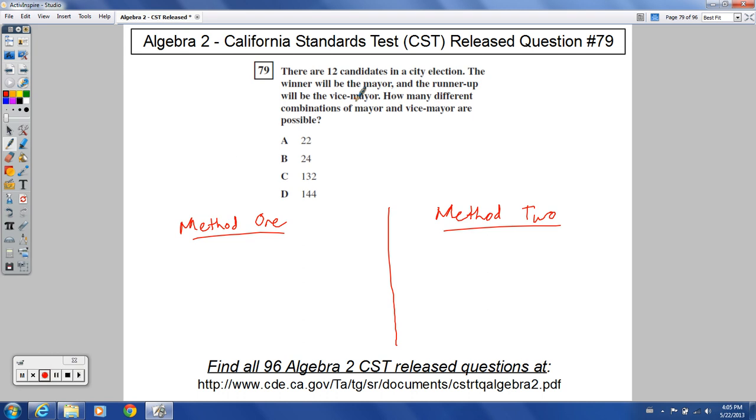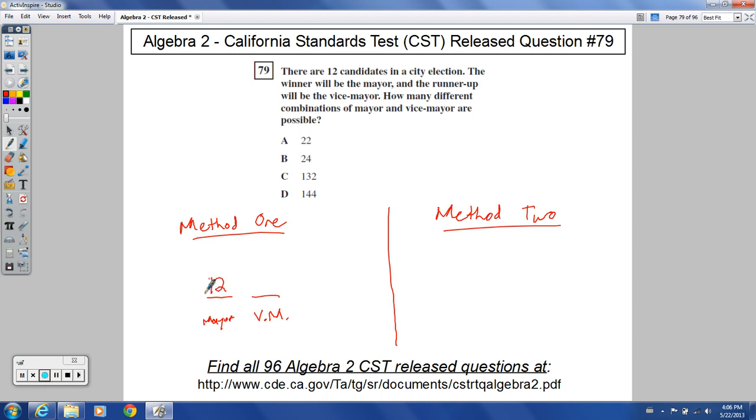So consider that we've got two spots up for grabs. We've got the mayor right here, and then we've got the vice mayor. I'll put that as VM right there. So mayor, vice mayor. How many people could possibly be mayor? There's 12 candidates, so there's 12 possibilities right here.